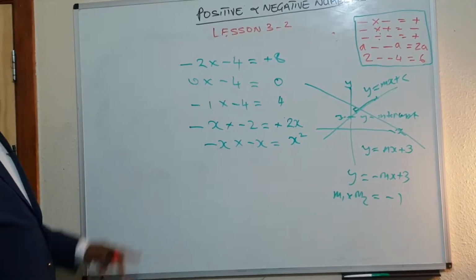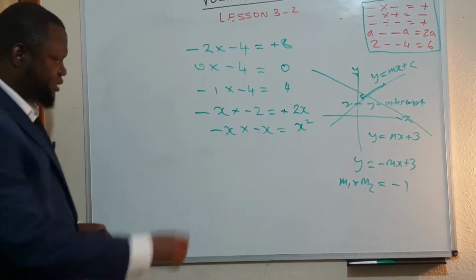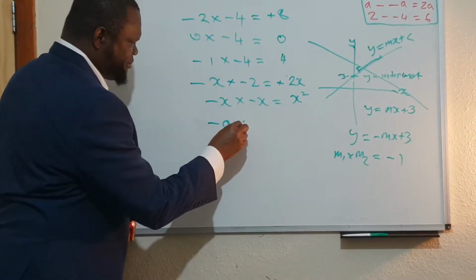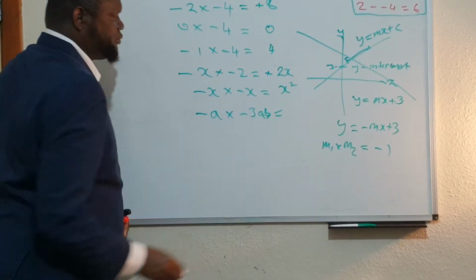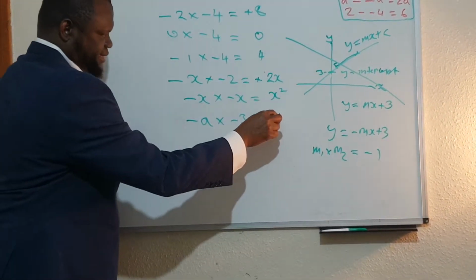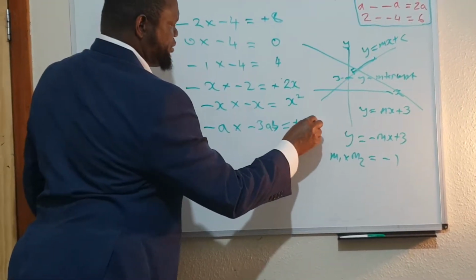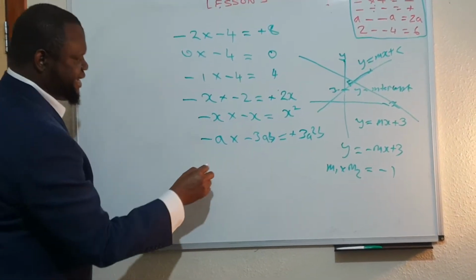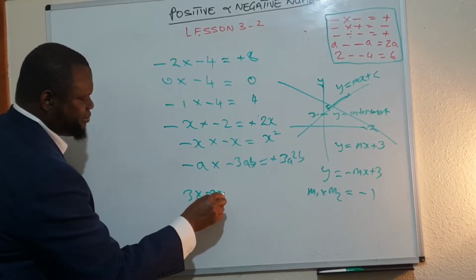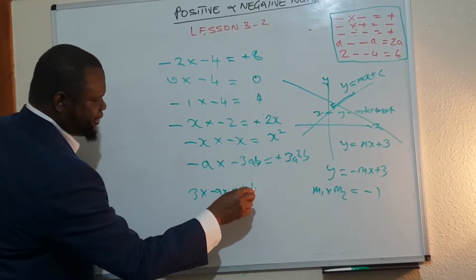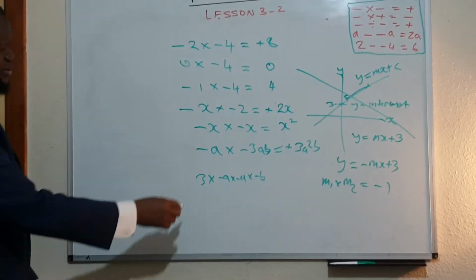So always when you multiply minus with a minus, your answer will be positive. What about minus a times minus 3ab? It will be plus, yes? 3a squared b. What is happening here is 3 times minus a times minus b.